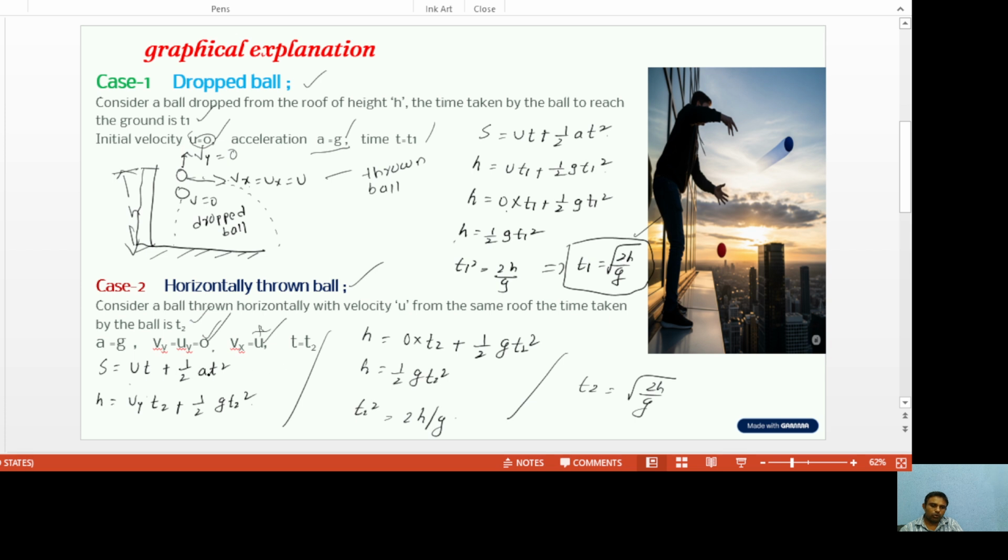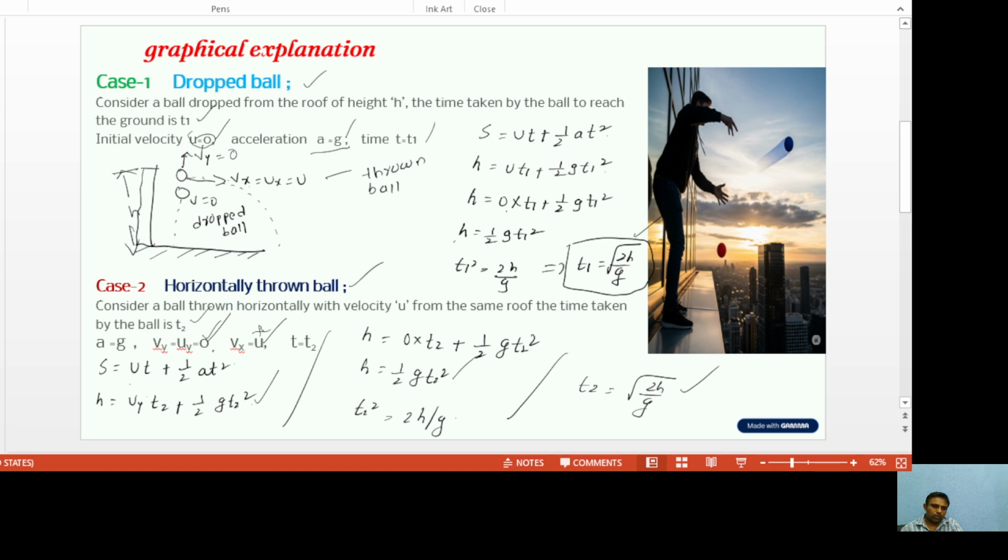So s is equal to ut plus half at square, so h is equal to uy t2 plus half g t2 square. Only the vertical component we are taking here, but it is also 0. So h is equal to 0 into t2 plus half g t2 square. h is equal to half g t2 square. T2, we finally get, is root of 2h by g. So this means that T1 is equal to T2. T1 is equal to T2 means both the balls reach the ground at the same time.